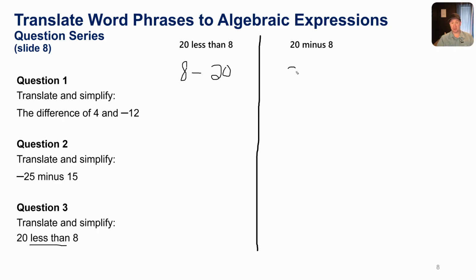20 minus 8, on the other hand, would be written in order, 20 minus 8 like this. So 8 minus 20 then is equal to negative 12. 20 minus 8, where I don't switch the order, would be equal to a positive 12. So be very careful with the "less than." It does change the final value of your answer here.